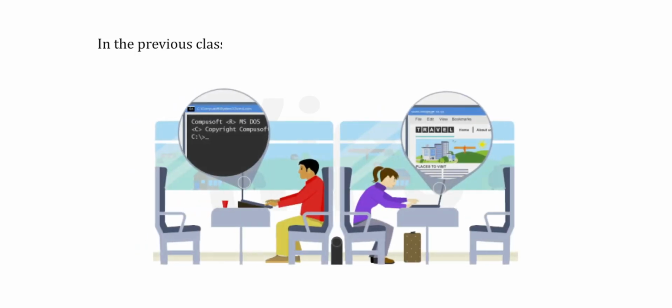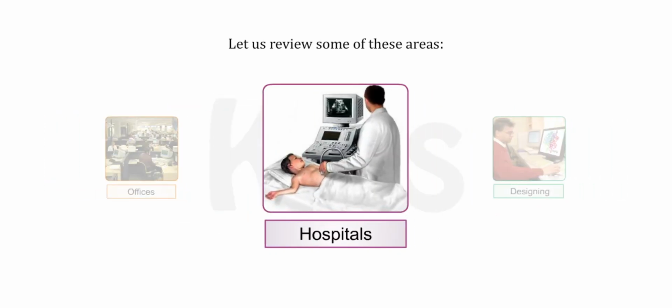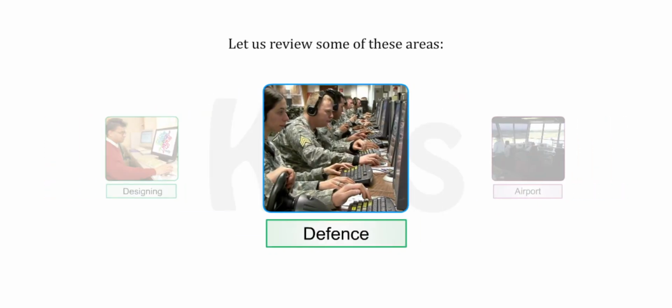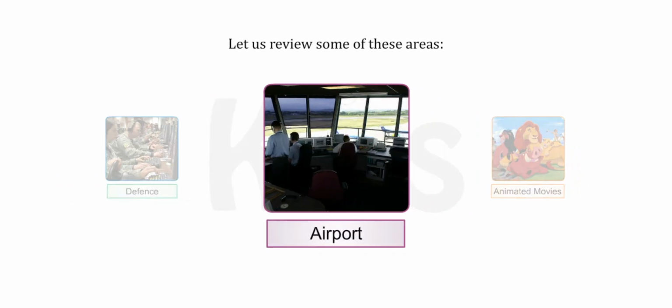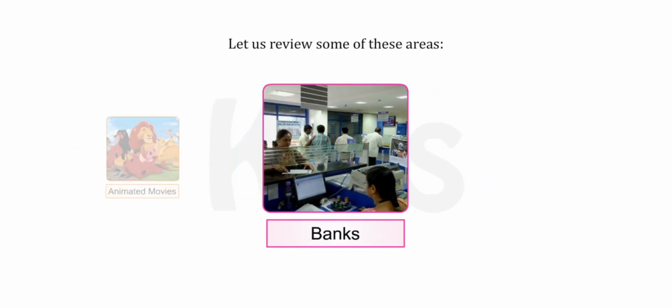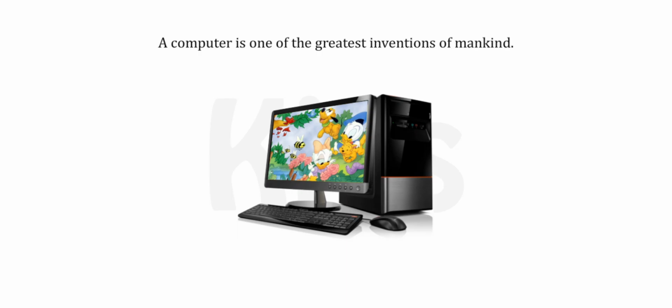In the previous class, we have learned the use of computers in different fields. Let us review some of these areas: space research, offices, hospitals, designing, defense, airport, animated movies, and banking. A computer is one of the greatest inventions of mankind.